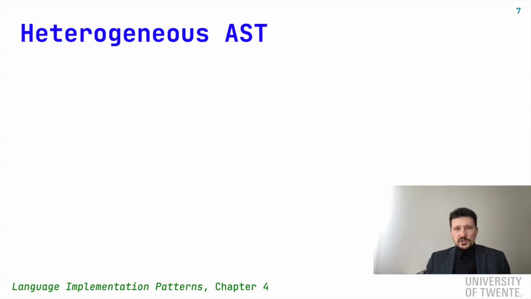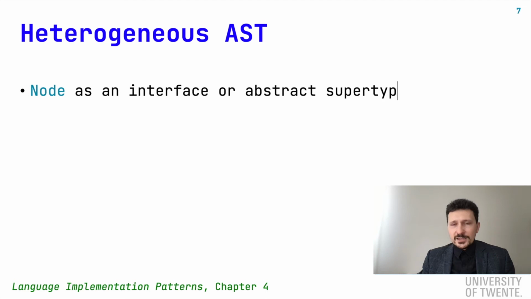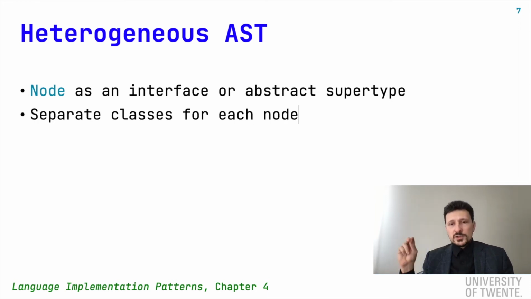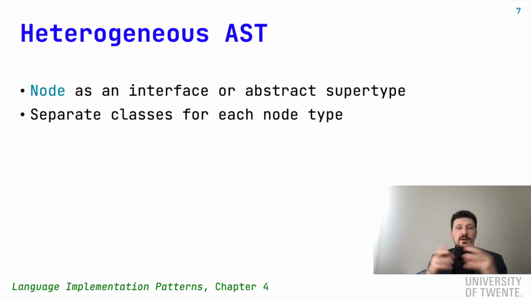So the heterogeneous one is that you can have this Node thing, but then it will be more like an interface or maybe an abstract supertype, superclass, somewhere high up in the hierarchy. And then you have separate classes for each type of the nodes that you actually want to see. If you have a Boolean expression in your conceptual modeling map, or maybe even in your grammar, then you will have a class that's called BooleanExpression.